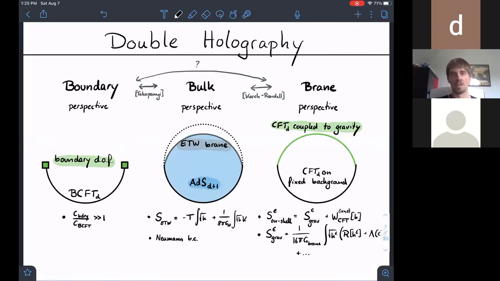Okay, so let me start with a little introduction to double holography. Double holography is really sort of using two different ideas and putting them together. The first idea we're using is by Takayanagi, and it's called the AdS/BCFT correspondence. So there's a duality between a boundary conformal field theory, which possibly has some degrees of freedom at its boundary.